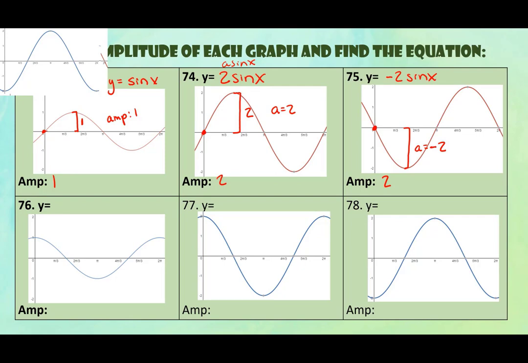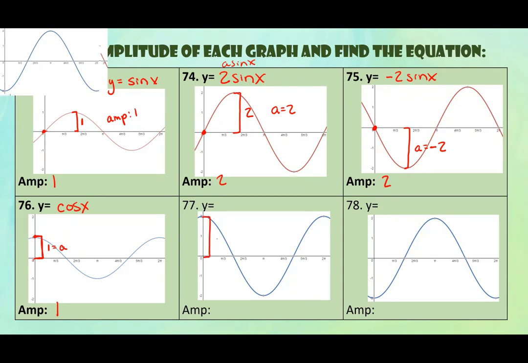Now, if you guys look at 76 through 78, these do not go through the origin. So we can assume that these are cosine functions. So if we start here, we're going to look for the A. From the midline to 1, it's 1. So our amplitude is going to be 1, and that also means because it crosses the y-axis at a positive number, that A is going to be positive 1. So this is actually 1 cosine of x.